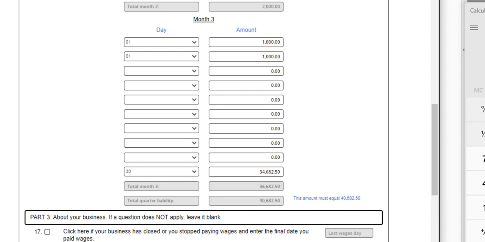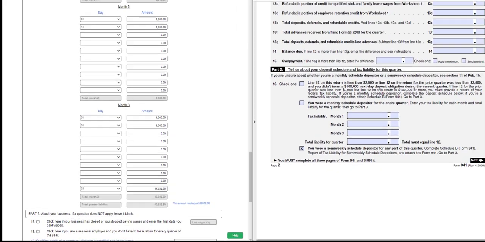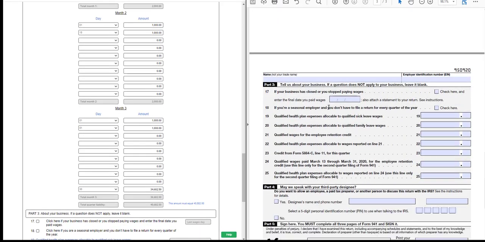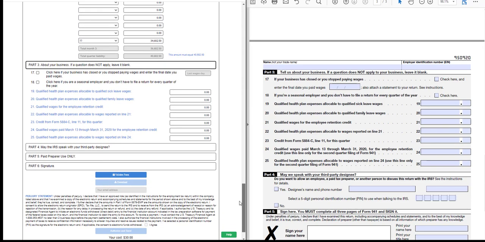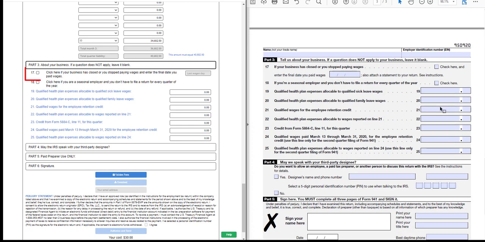Part 3, about your business. Use line 17 to notify the IRS your business ended. If you don't, you must continue to file or e-file Form 941 every quarter after the initial filing, even if you have no employees during some of the quarters and even if you have no taxes to report. In this example, we'll assume the business didn't go out of business.